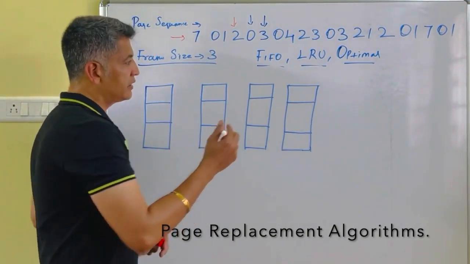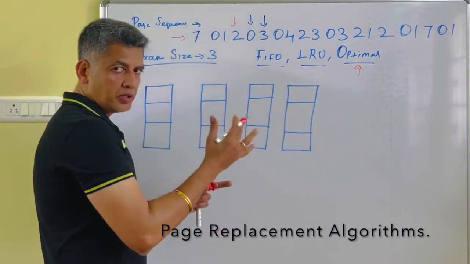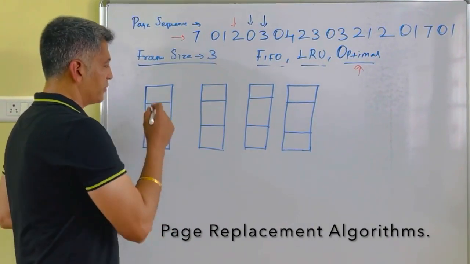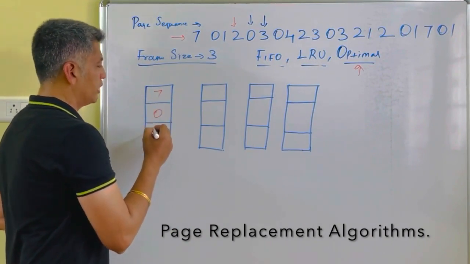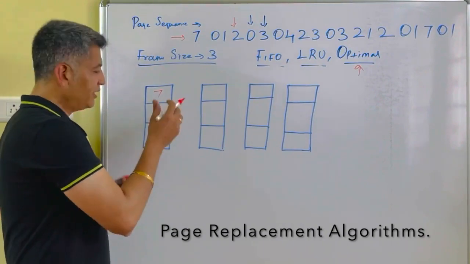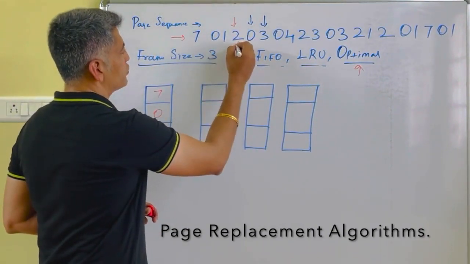We are going to see the optimal page replacement. For this optimal page replacement algorithm also, initially 3 page faults will happen, because all 3 frames are empty. So for 7, 1 page fault, for 0, 1 page fault, for 1, 1 page fault. So 3 page faults will come, and automatically the 3 frames will be filled. Now the newer page, again the newer page is 2.